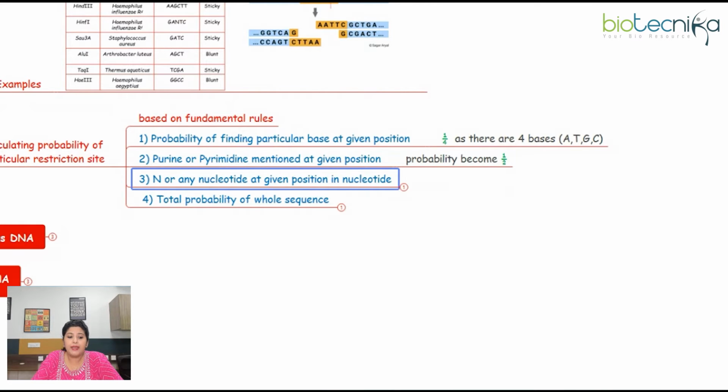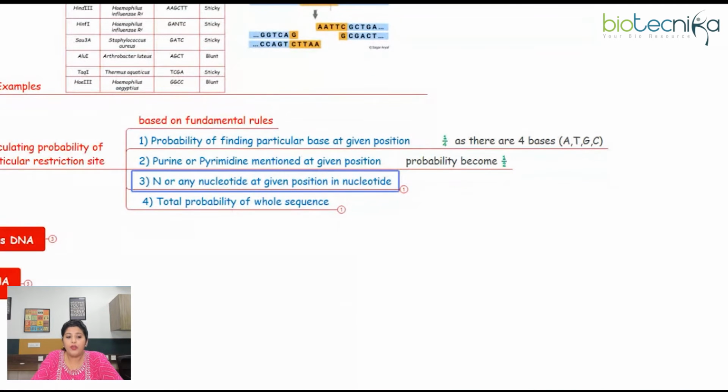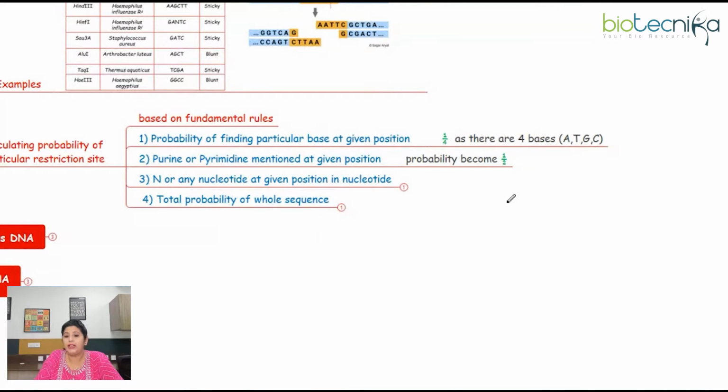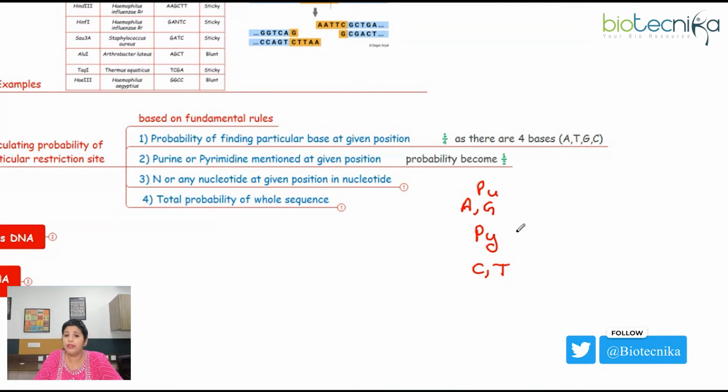Because when I say purine, you all very well know that purine can be adenine or guanine, right? Similarly, for the probability of finding a pyrimidine, you all know that it is cytosine or thymine in case of DNA, right? So in case of purine, total outcomes are 2. Similarly, in case of pyrimidine, total outcomes are 2. So if the purine is mentioned in a sequence, let's say the sequence is mentioned like this.